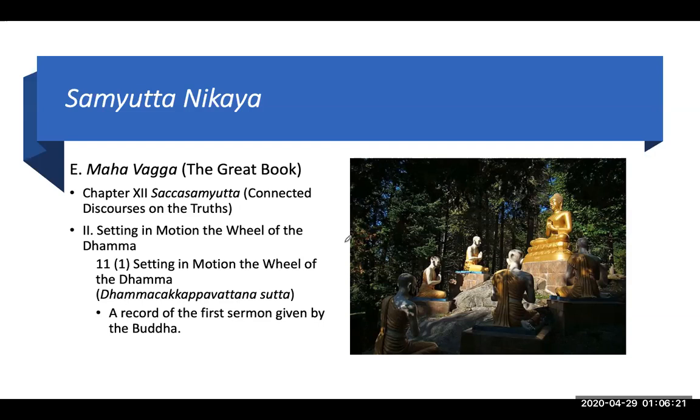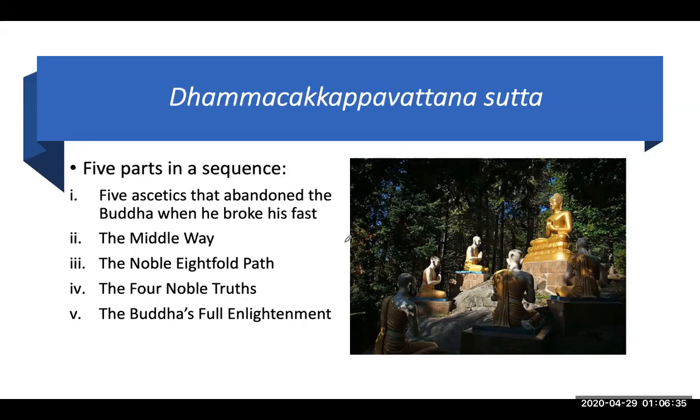So at the beginning, when the Buddha preached this Dhammacakkappavattana Sutta, there were five ascetics. This first sermon of the Buddha has been documented in a broad spectrum of texts. If we include the introductory story, we can provide five parts in this sutra in sequence. The first part is the five ascetics who had abandoned the Buddha before. Now they start to listen to the Buddha's first sermon.